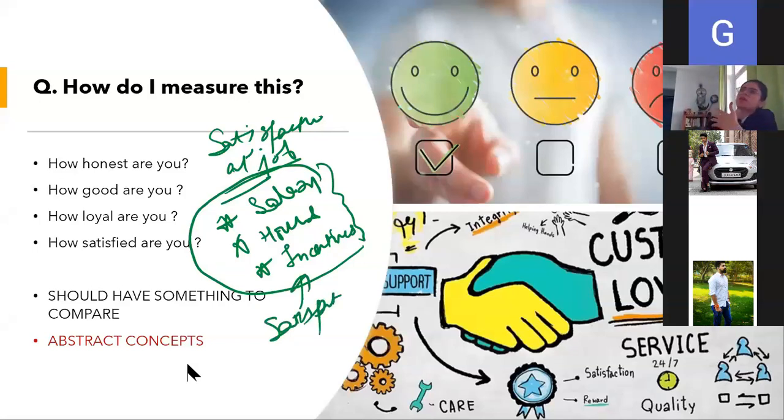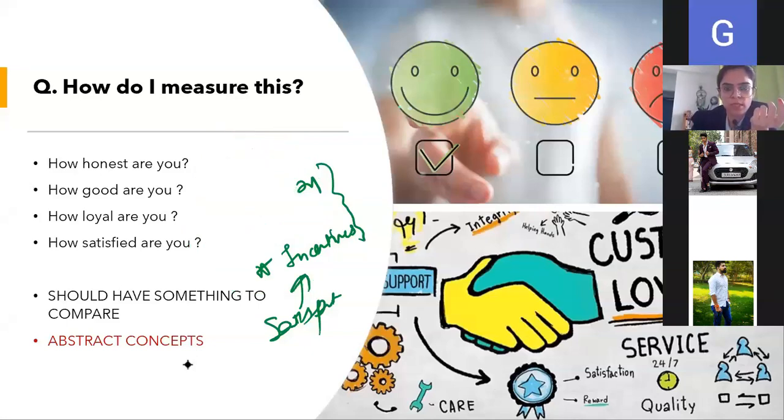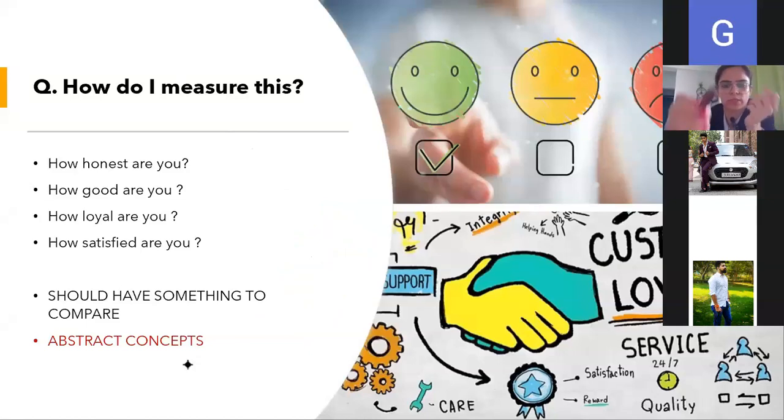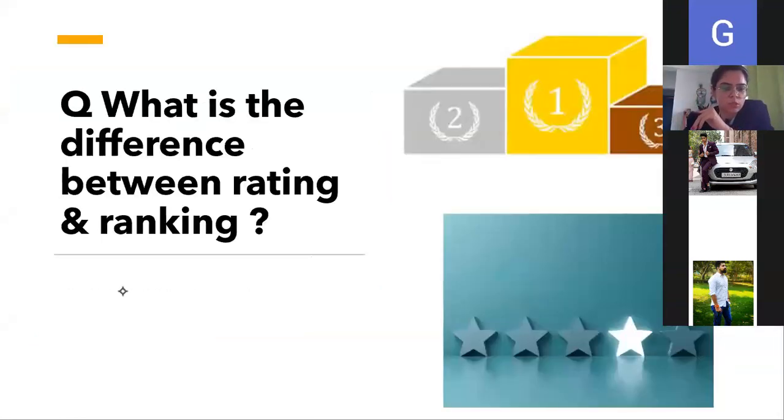So satisfaction is something which is not direct. You can't measure it directly, but it is a function of these underlying parameters that drive satisfaction, and it's an abstract concept. And there is some correlation between satisfaction and salary, hours, incentives, whatever parameters you are taking. So we'll see how, through scales, you can measure all these things. Okay, let me give you one more question. What is the difference between rating and ranking?